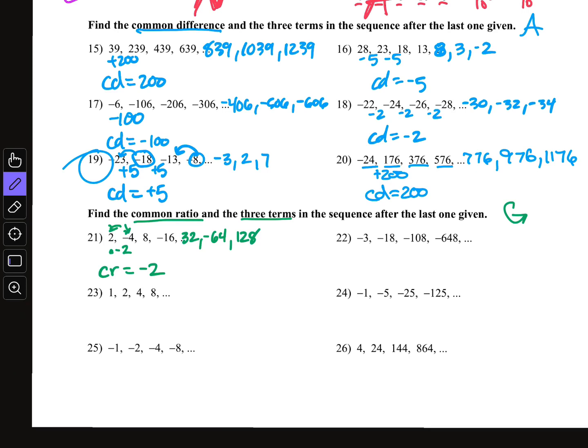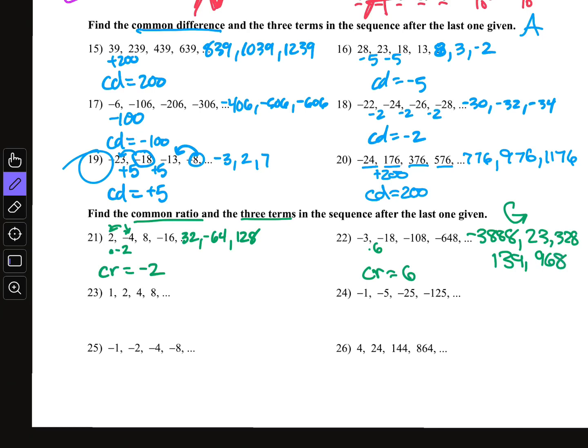Number 22, negative 3 to negative 18 to negative 108. We should be timesing by a positive 6. I would just double check that. 18 times 6 is, yes, 108. So common ratio is 6. And then we'd go negative 648 to get negative 3888 times by 6. Negative 23,328.